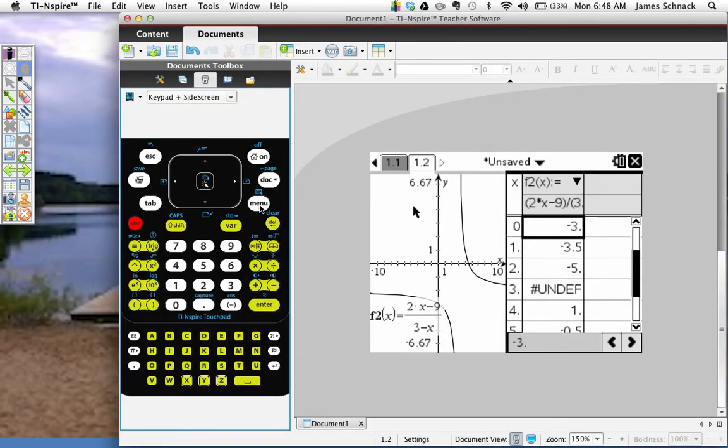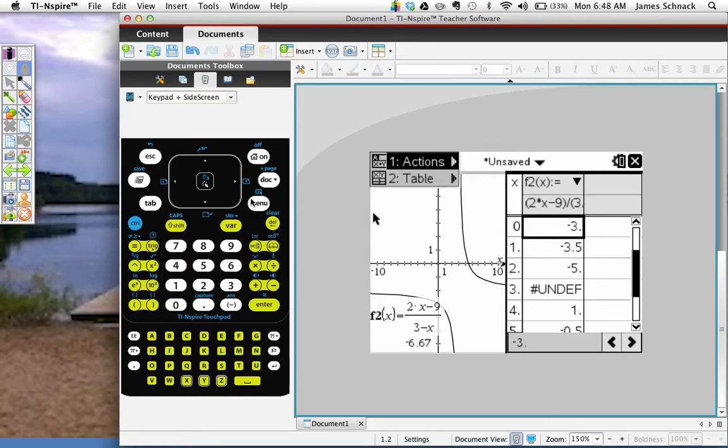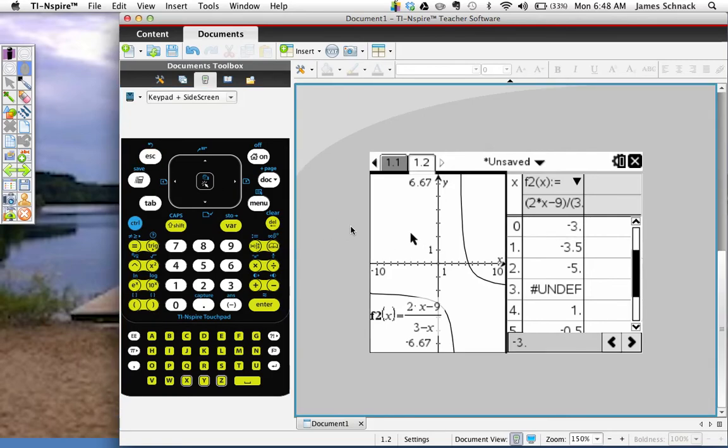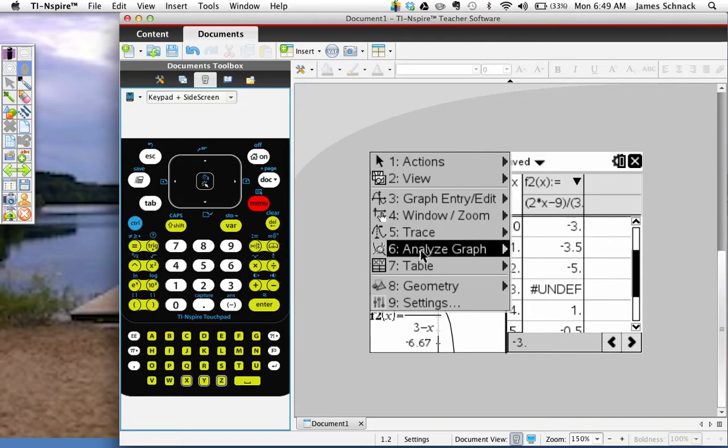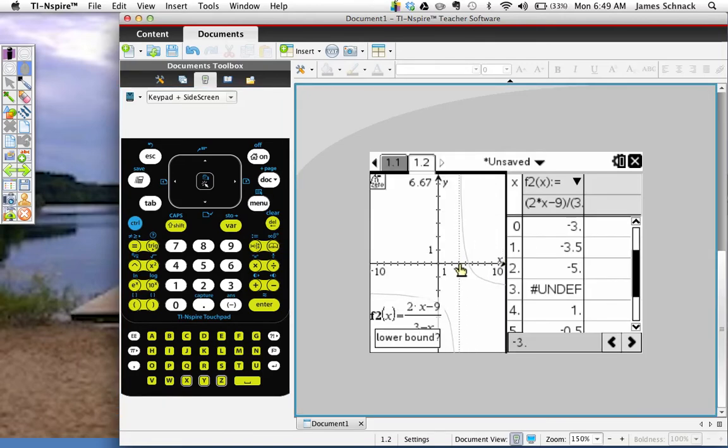All right. Now we also need the x-intercept. Again, using the calculator to help here. Make sure you click on your graph. Press tab to get over there. Menu, analyze graph, 0, lower, upper bound. There's my 0, 4.5 comma 0.